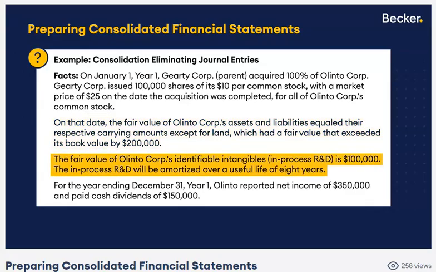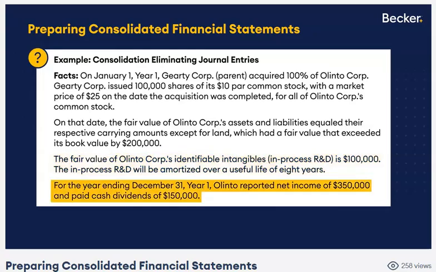Then they tell us that they also had an identifiable intangible, R&D, $100,000. That's the BI, intangible assets, $100,000, and it should be amortized over 8 years. And then finally, they had net income of $350 and $150 in dividends. So under the equity method, we would have increased the investment account by $350 for the earnings, decreased it by the withdrawal of a dividend, $150. So that's going to impact the overall retained earnings over the course of the year.